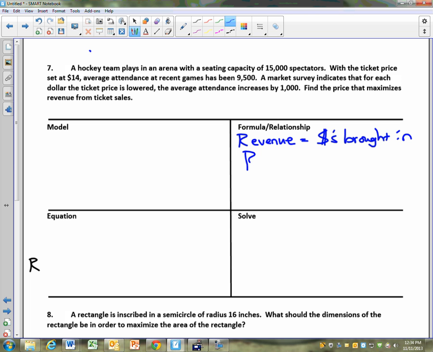Yeah, my revenue is going to be equal to the ticket price. So like right now, what's the ticket price? $14. And I would multiply that by the attendance, which was 9,500, and that would give me the revenue that I brought in. Now, obviously, I incurred cost, but we're just trying to maximize revenue. Not profit, just revenue.